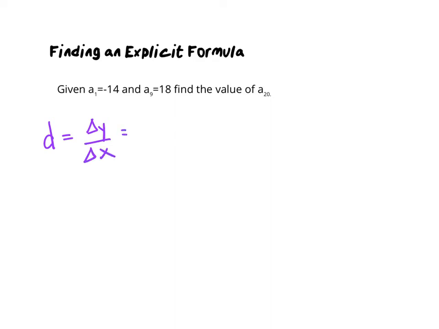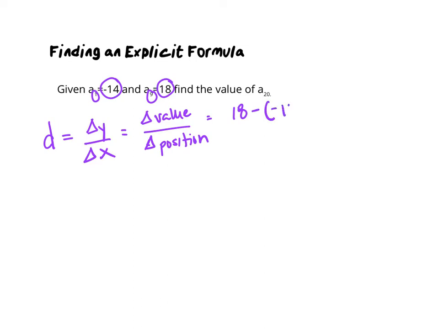Well, in our case, ours is going to be the change in the value, which these are the values right here, the change in those values over the change in the position. And our positions are here, the smaller numbers. So in this case, our slope would be equal to 18 minus a negative 14, and we're going to divide that by the position changes, which changes from 9 minus 1.